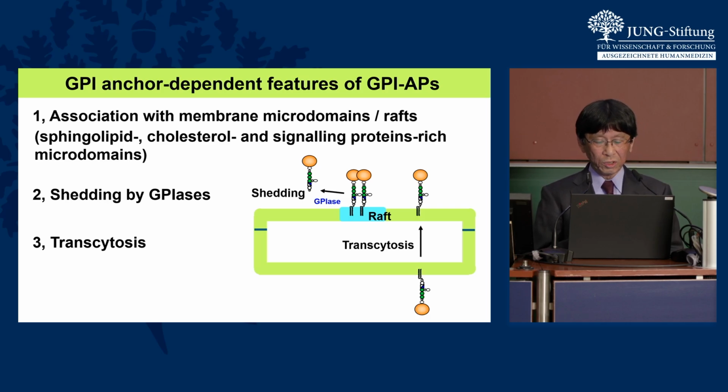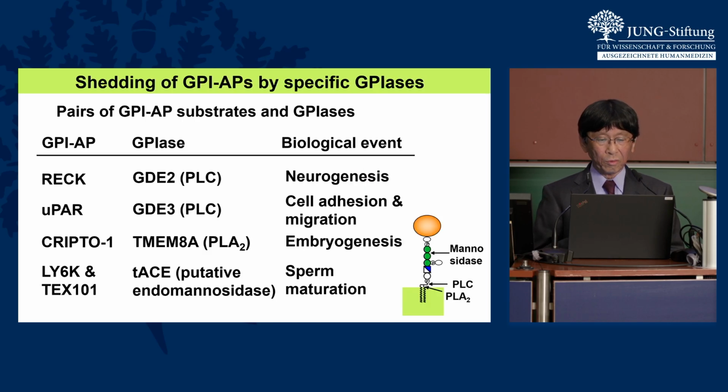And the second feature of the GPI-anchored proteins is the shedding by the GPI-ases. There are four pairs of GPI-anchored protein substrates and GPI-ases known. Those combinations are linked to specific biological events. For example, RECK is a metalloprotease inhibitor, a GPI-anchored protein.